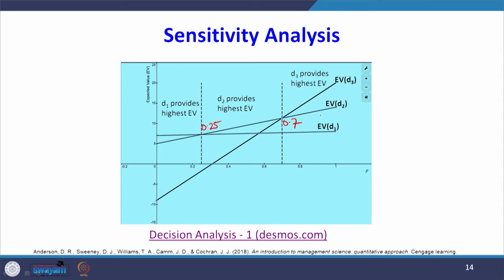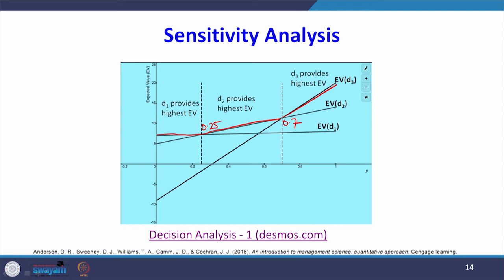Okay. So, what we are understanding from this figure is, whenever the probability of strong demand is less than 0.25, the best alternative is D1. What is D1 going for? Because this is the top one, going for constructing a small condominium. Whenever the probability of strong demand is between 0.25 and 0.7, so this line, the best suggestion is to go for D2, that is constructing a medium sized condominium. Whenever the probability of strong demand is above 0.7, the best decision is D3.